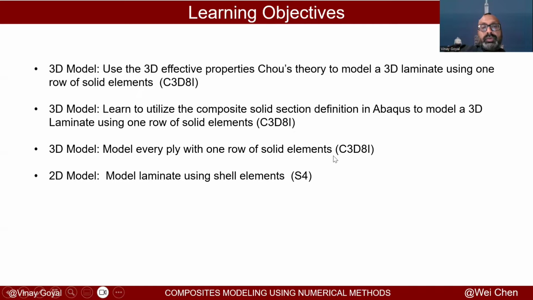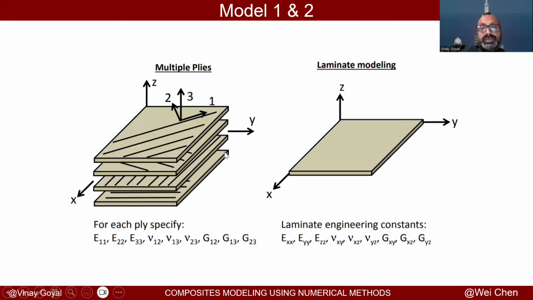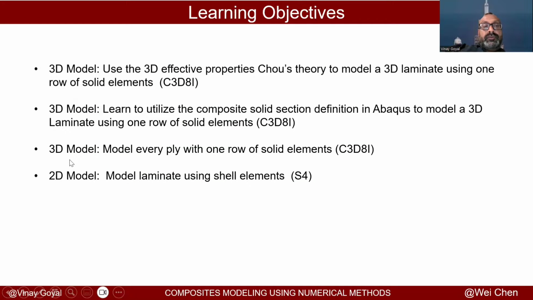The third model we'll be looking at is that we'll model every ply with one row of solid elements, and for every ply we'll specify the ply properties and the angle for that ply. So that's basically simulating the left side here, and then finally we're going to model a 2D model. That'll be a 2D plate theory with shell elements alone.